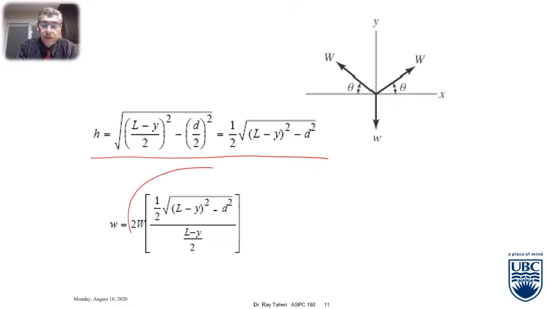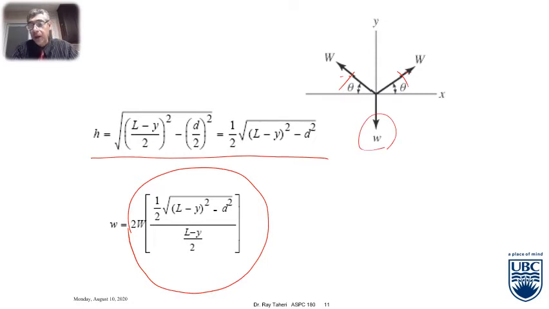small w is equal to this term. I'm sure you will figure it out if you write equations on x and y. So obviously the x of these cancel each other, the y of these two should cancel this y. So therefore, this small w is equal to 2 capital W multiplied by the sine of theta. And now you have to calculate the sine theta, which is given here.